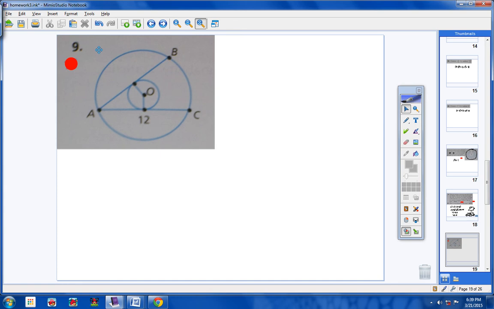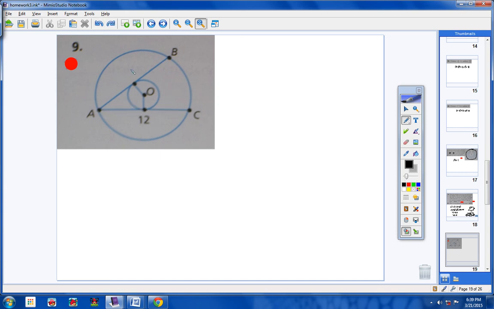And let's go ahead and take a look at 9 through 12. Each circle's center is O. Find AB. Let's really pay attention now, okay, guys? First of all, we know this chord here has a length of 12, okay?